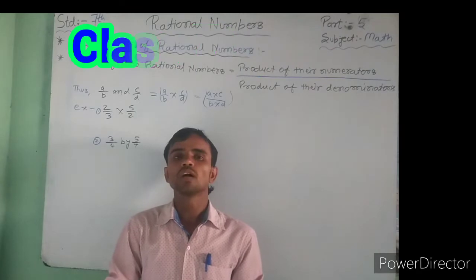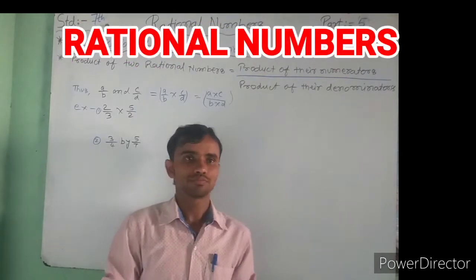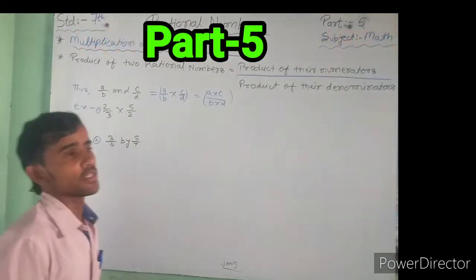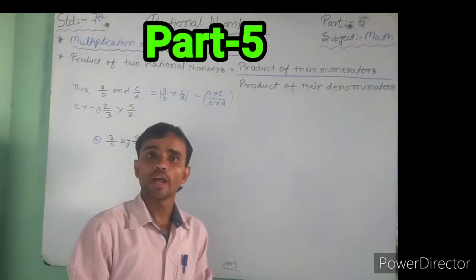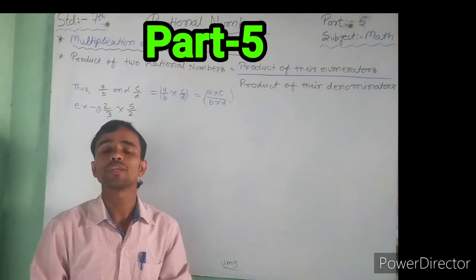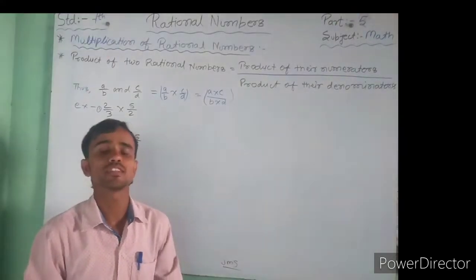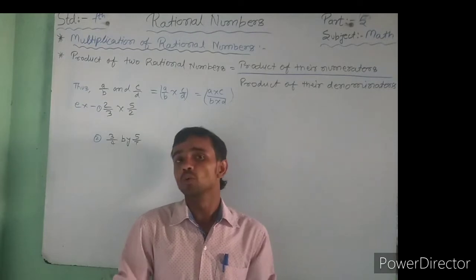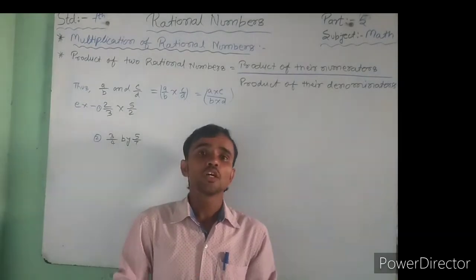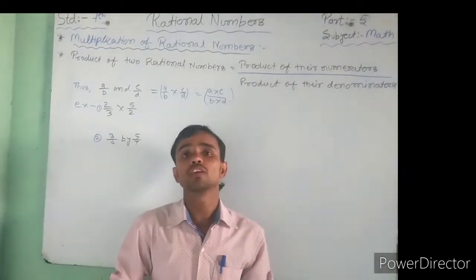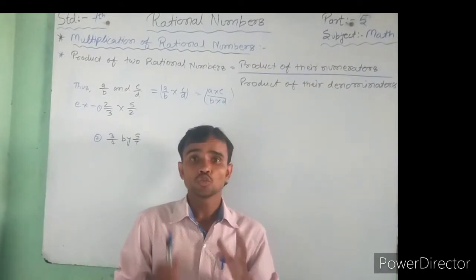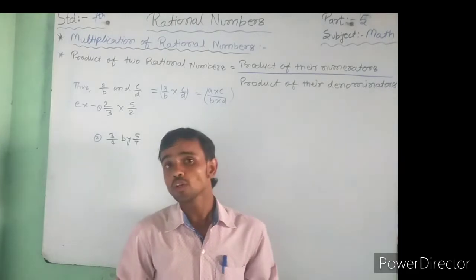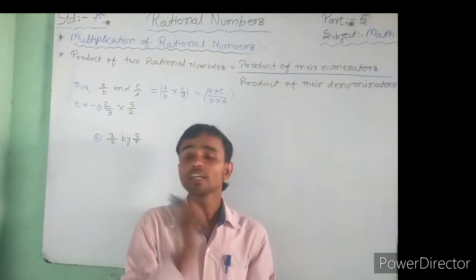The third chapter is Rational Numbers. My dear students, in the previous class we discussed the addition and subtraction of rational numbers, and today we will discuss the multiplication of rational numbers. If you don't know how to multiply rational numbers, listen carefully to what I say and what I wrote on the board.